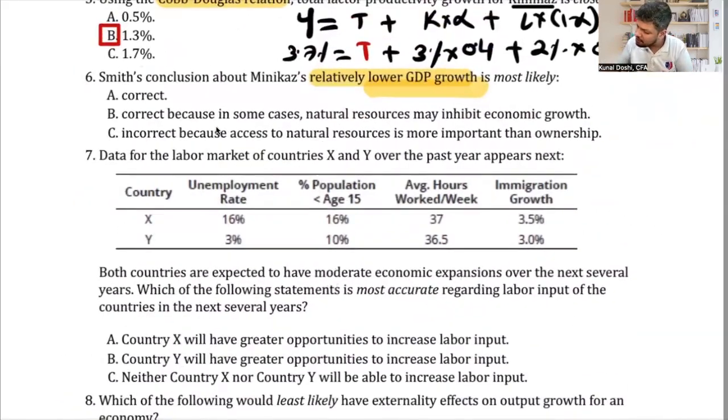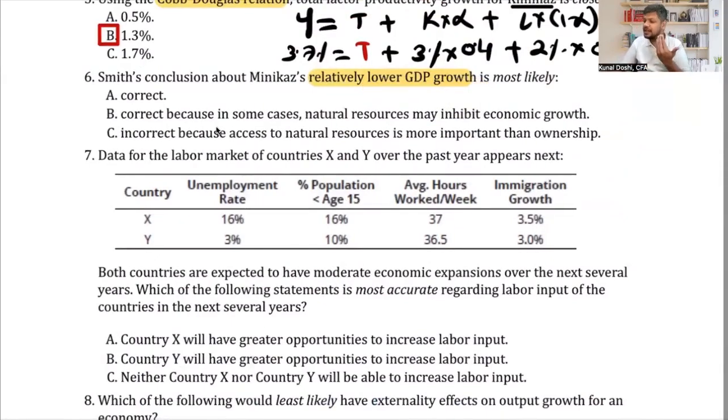Is it correct? Well, partially we can say, but not always. Correct, because in some cases, natural resources may inhibit economic growth. Incorrect, because access to natural resources is more important than ownership. Everyone, which of the statements do you agree with? First of all, it's incorrect, right? Because it's not an outright no when you don't have natural resources. We saw the example of Japan. So the answer is C. Everyone got it? Clear? Yes.